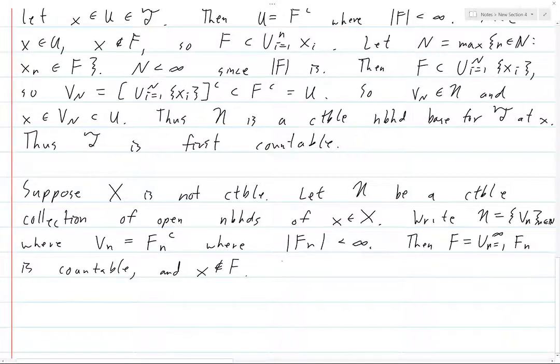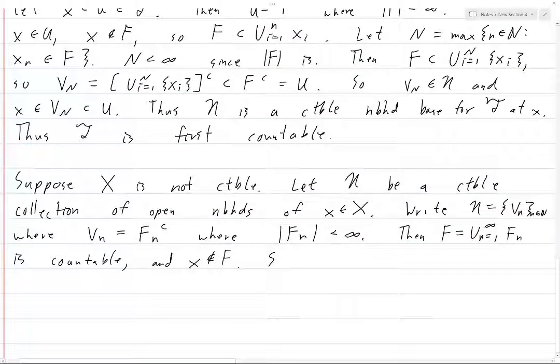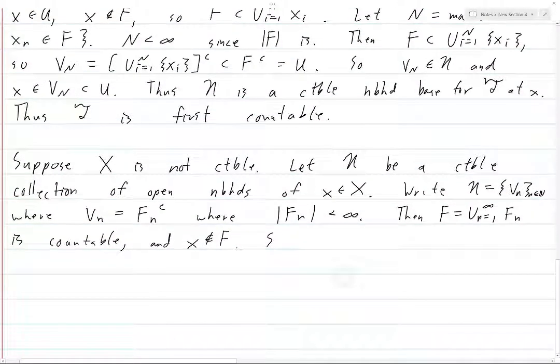Okay, so, alright. Oh, wait a minute. Oh, did I mess this up? Okay, let's think about this. Cofinite sets. No, this is okay. Cofinite means a complement is finite. Or, these are complements of finite sets. Okay.